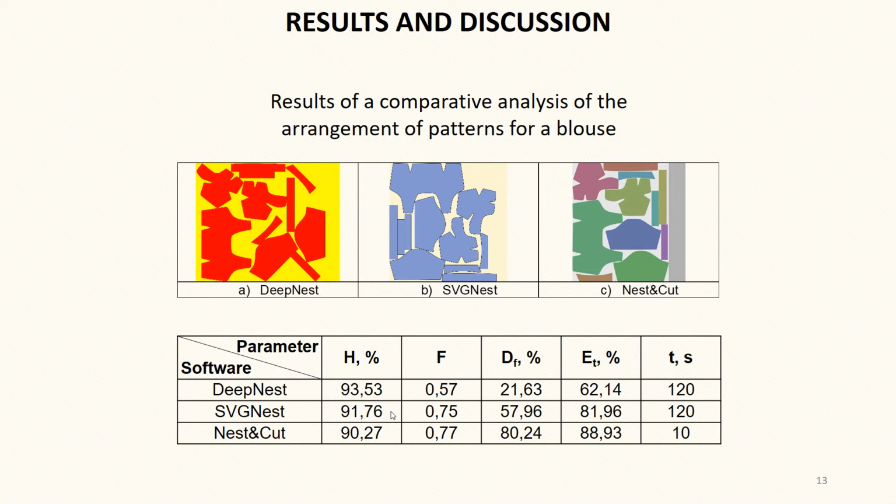The results show that the material utilization rate and the overall efficiency of the algorithms are the highest in Nest and Cut and the lowest in Deep Nest. The set data processing time is 120 seconds for the three algorithms and 10 seconds for Nest and Cut.